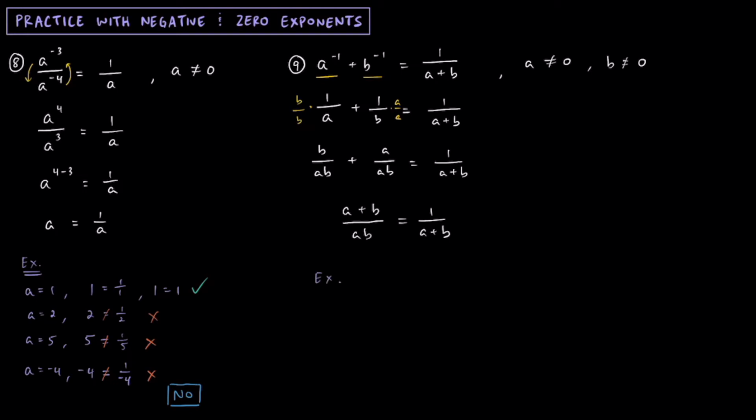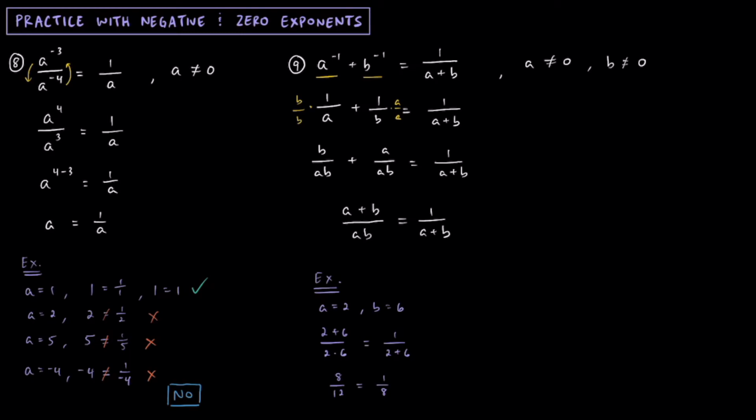So if we do some examples, some hypothetical values, what if we said a was equal to 2, and we can say b was equal to, I don't know, 6, right? So if we did that, what would happen? So on the left side, we'd have 2 plus 6 over 2 times 6. And is that equal to 1 over 2 plus 6? So 2 plus 6 on the left side is going to be 8. 2 times 6 is 12. So is 8/12 equal to 1 over 8?